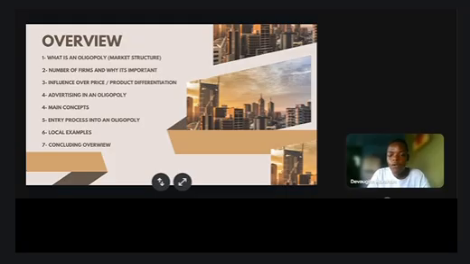Just a brief overview about what we will be presenting today. We'll start off with, firstly, what is an oligopoly and the market structure, the number of firms and why it's important, influence over price and product differentiation, advertising in an oligopoly, main concepts, entry into an oligopoly, local examples, and concluding the review. So let's jump in.